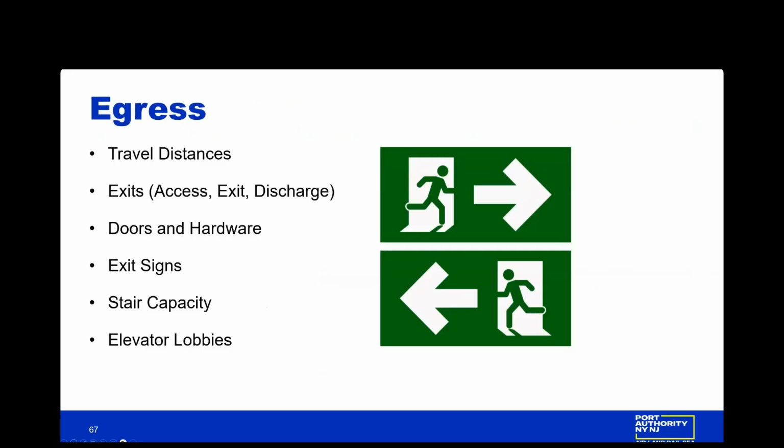Means of egress is a serious situation we have to review thoroughly. And it includes travel distances, exit access, exits themselves and exit discharge, exit doors and their hardware, exit signage, stair capacities, and elevator lobbies. Next, please.